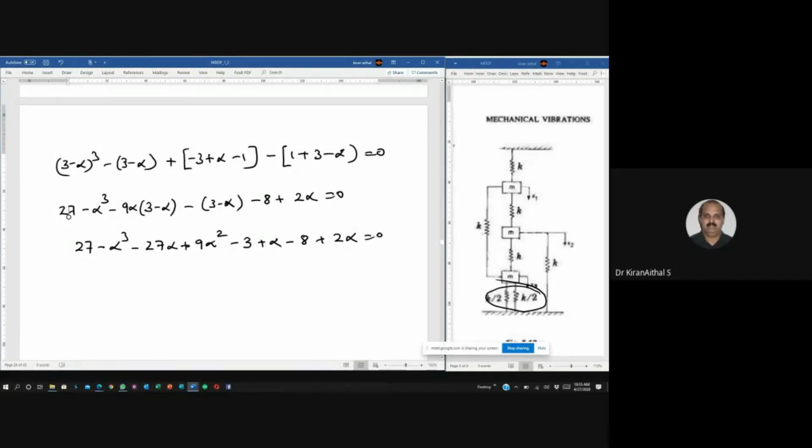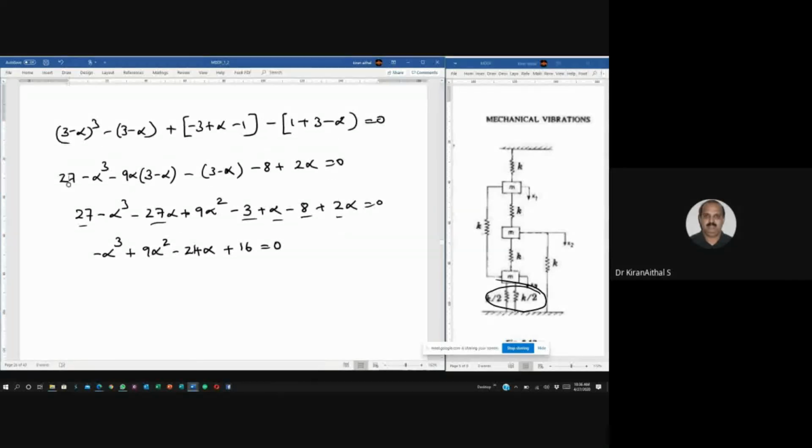Then it becomes, first I will take minus alpha cube plus 9 alpha square. Then you get 27 alpha, correct or not? Then it becomes minus 24 alpha, then 27, 8 and 3, right? Then it becomes plus 16 is equal to 0. Then my equation becomes alpha cube minus 9 alpha square plus 24 alpha minus 16 is equal to 0.